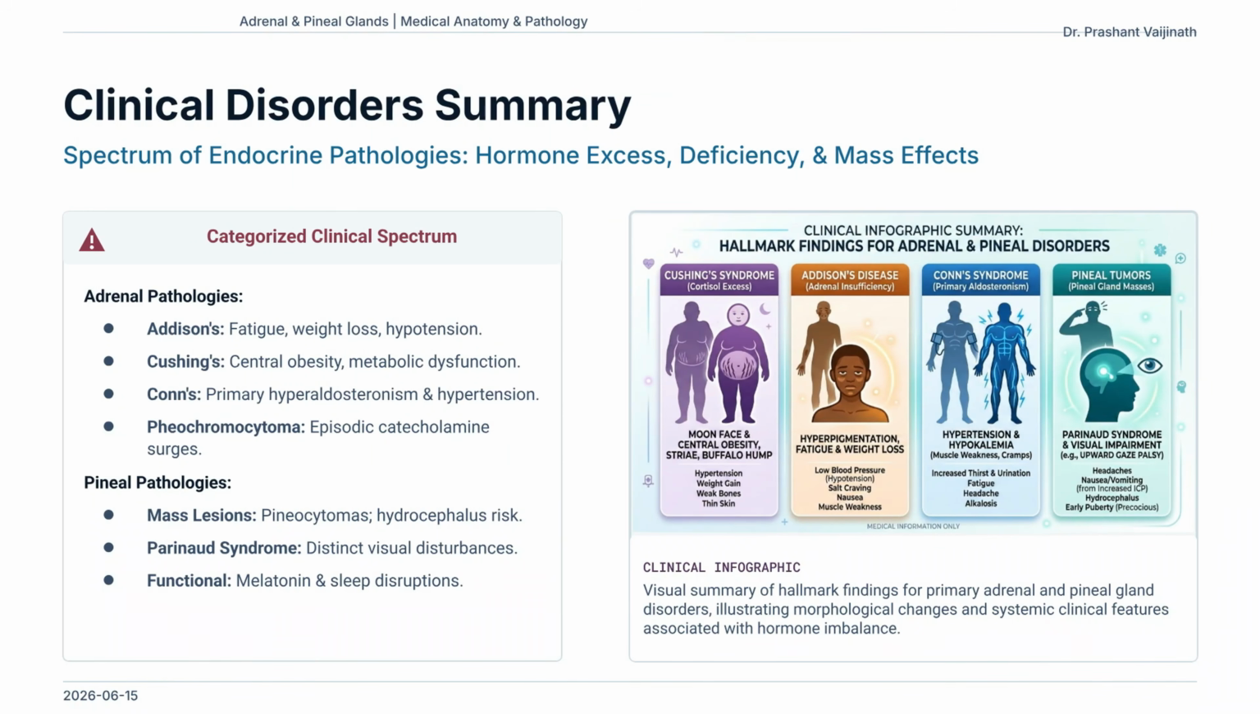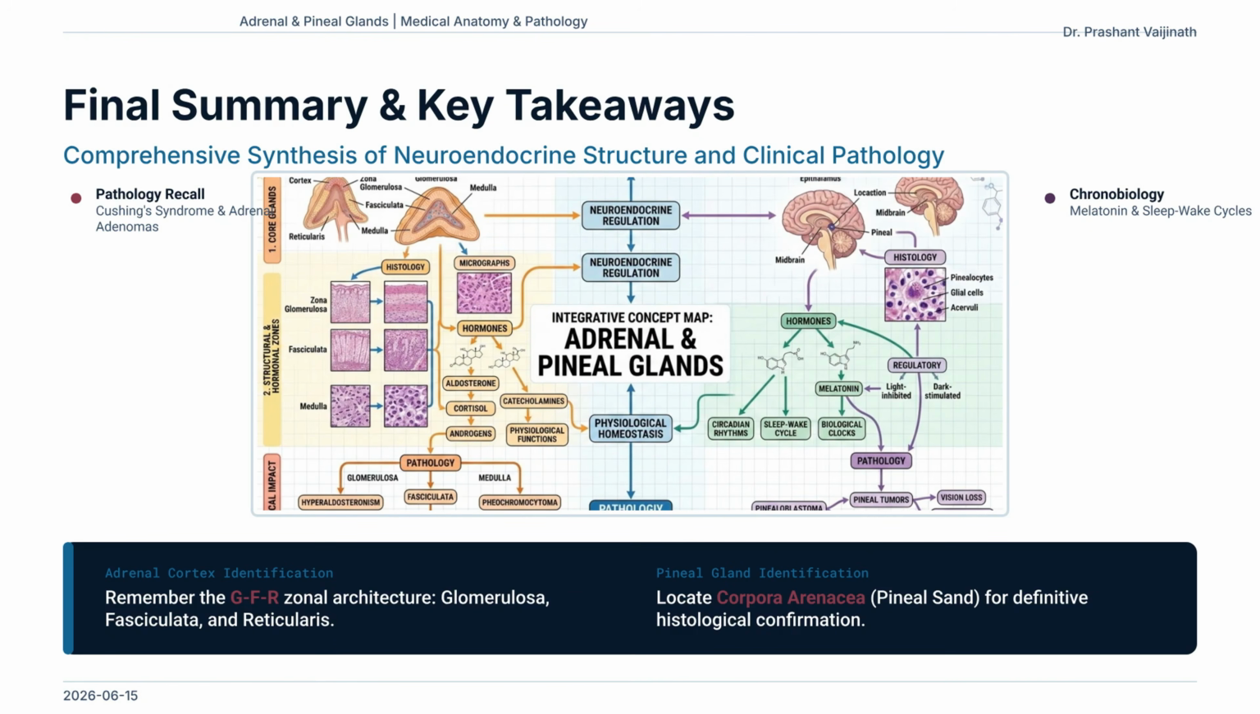Adrenal disorders include Addison's disease, Cushing's syndrome, Conn syndrome, and pheochromocytoma. Pineal pathologies involve mass lesions leading to Parinaud syndrome and functional disorders related to melatonin and sleep disruption. The visual summary highlights the distinct hallmark clinical findings. In summary, the adrenal cortex has the GFR zonal architecture: glomerulosa, fasciculata, and reticularis. For the pineal gland, locating corpora arenacea, or pineal sand, is essential for definitive histological confirmation and as a radiological marker.